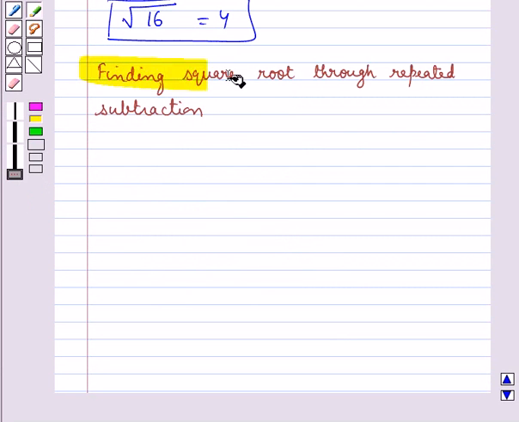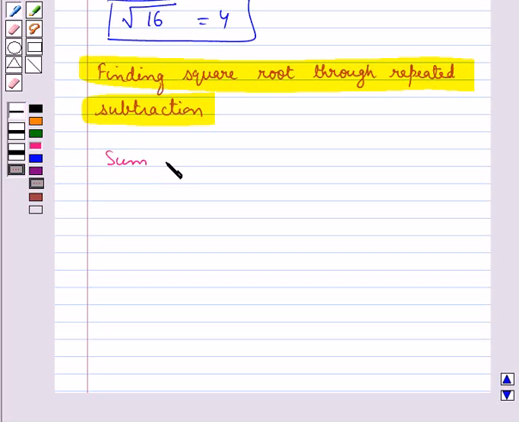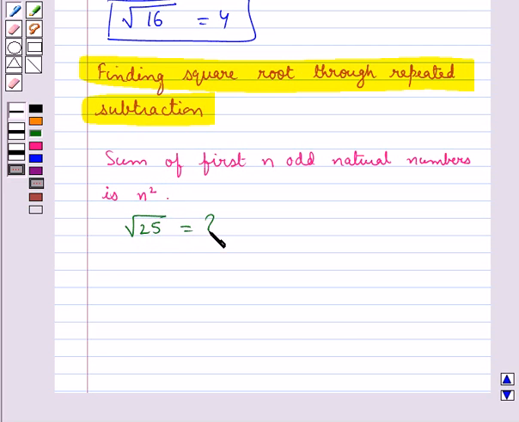Next, we discuss finding square root through repeated subtraction. As we know that the sum of first n odd natural numbers is n square. Thus, we say that every square number can be expressed as a sum of successive odd natural numbers starting from 1. Let's try and find out square root of 25 through repeated subtraction.